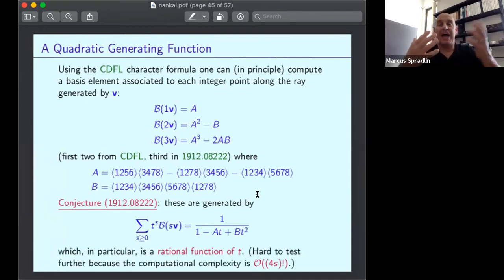And then you could imagine writing down a generating function that contains all of the information along that ray. Now, we only calculated the first 3 points, using the CDFL character formula, the calculations are extremely difficult. They have computational complexity of order 4s factorial, but based on these 3 data points, we made a conjecture that you get a simple generating function like this with a quadratic function of t in the denominator.